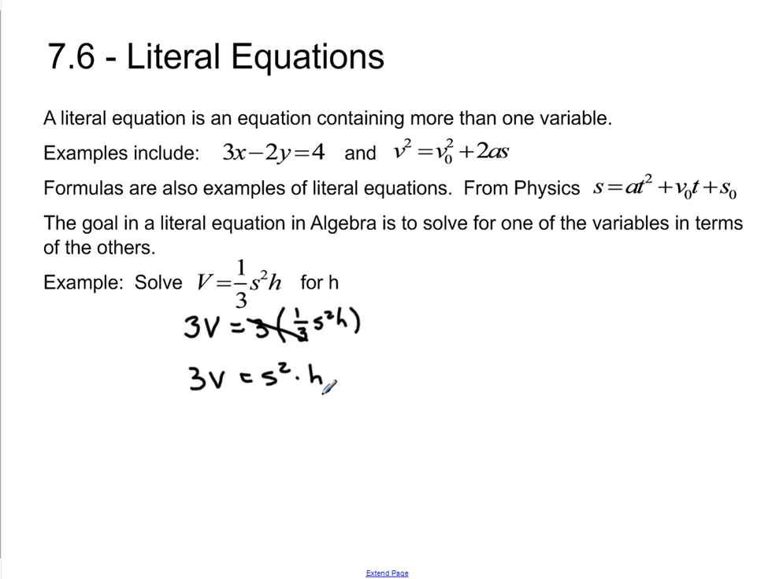And if we want to isolate H, when we say solve for H, we mean isolate H in the equation. So we would have to divide both sides by S squared, and that's it, right? So we would find that 3V over S squared is equal to H. Well, that's what we were looking for. We have solved for H in the literal equation V equals 1/3 S squared H.